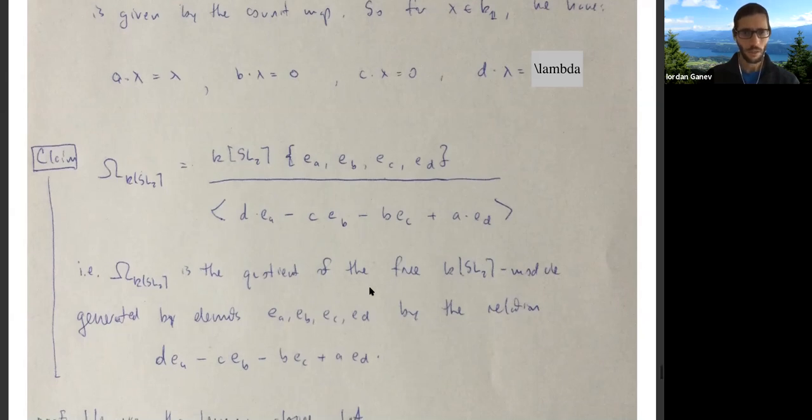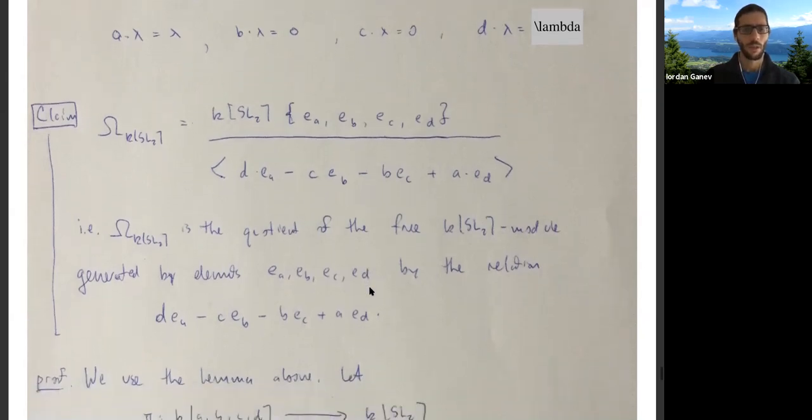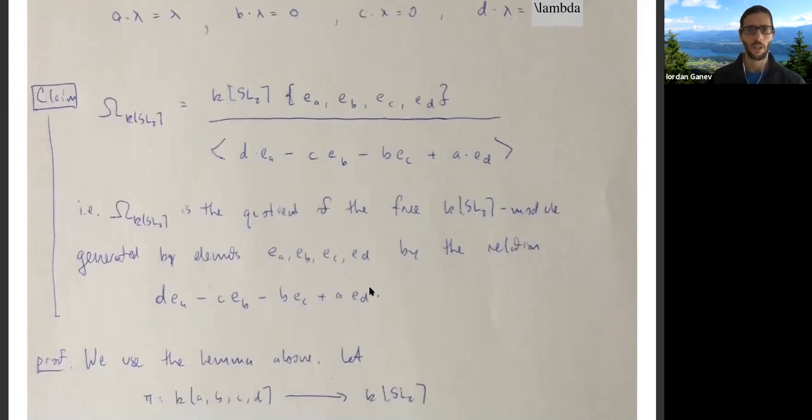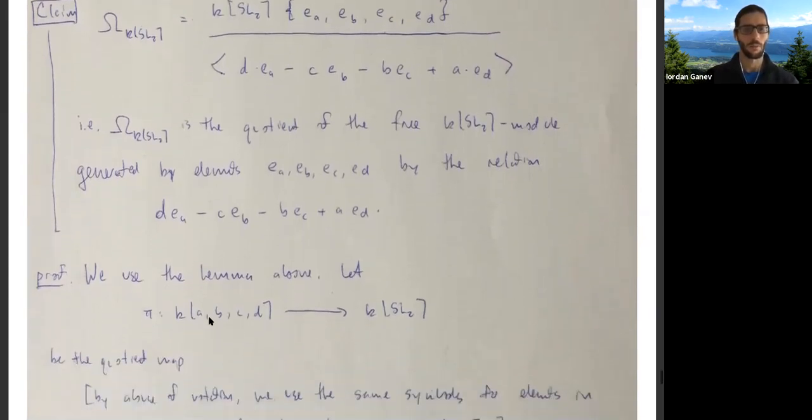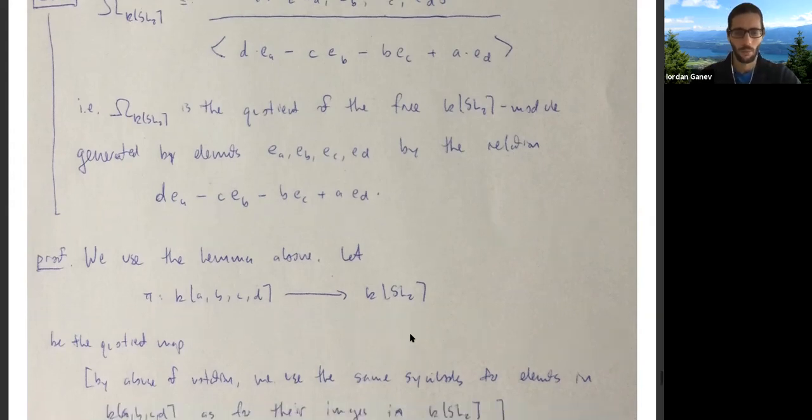So how does this work? As you might expect from the notation, we will just use the lemma from above. We know that there's a quotient map from the polynomial algebra in 4 variables to the affine algebra of SL2. I'm just going to abuse notation a little bit and use the same symbols. I'll try to be clear when, for example, little a denotes something in the polynomial ring and when it denotes something in the affine algebra of SL2, but hopefully it'll be clear.